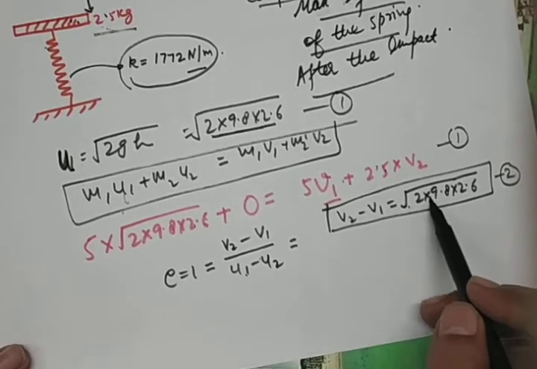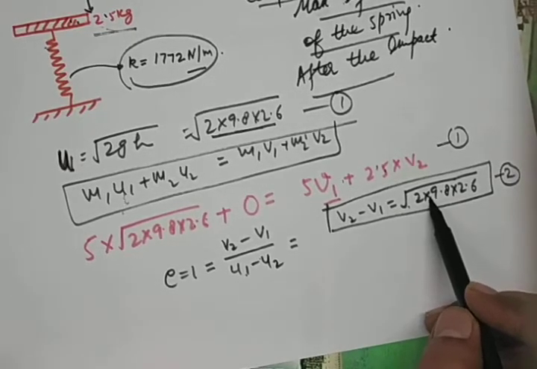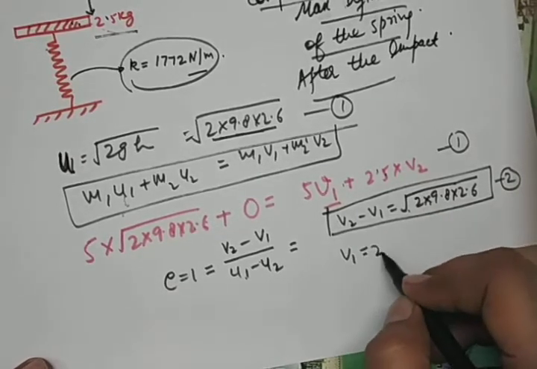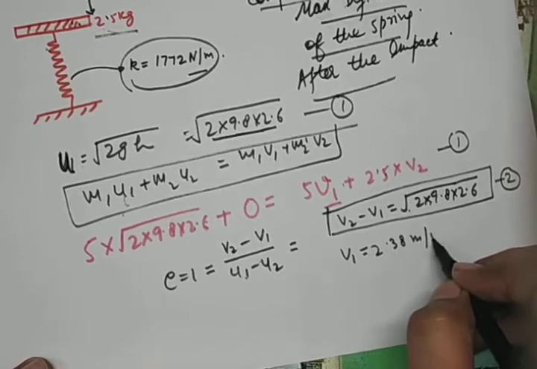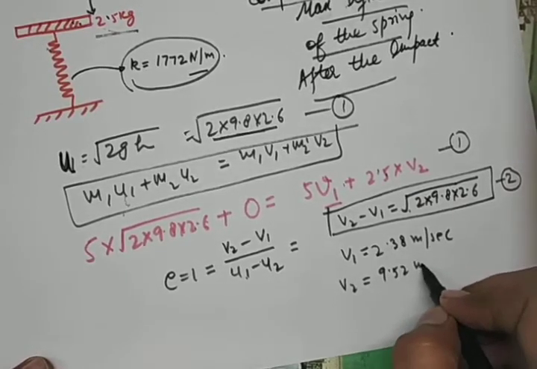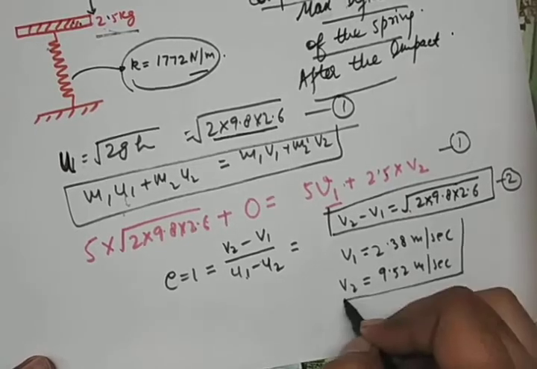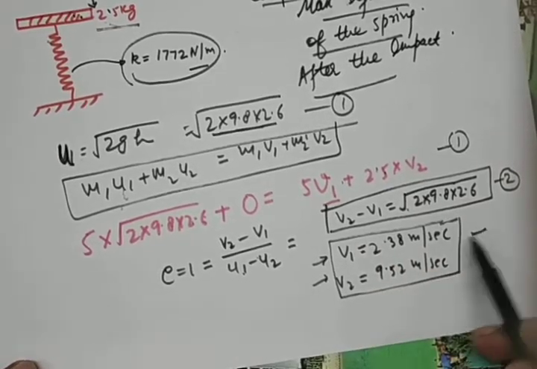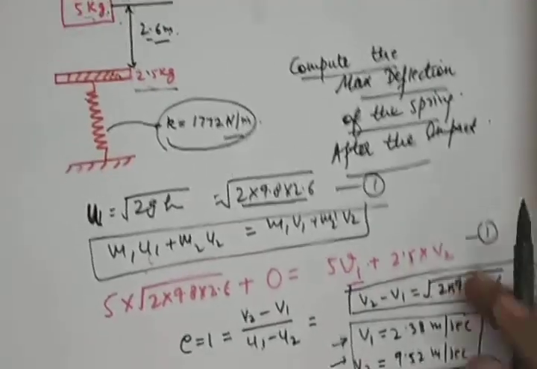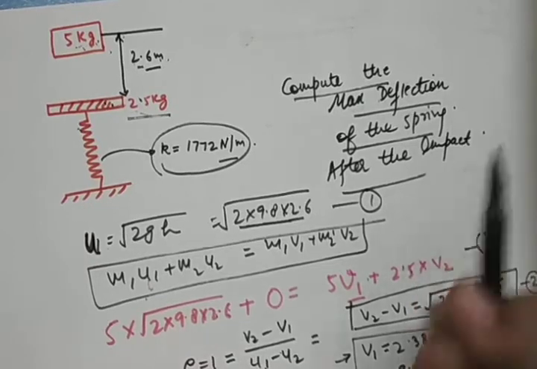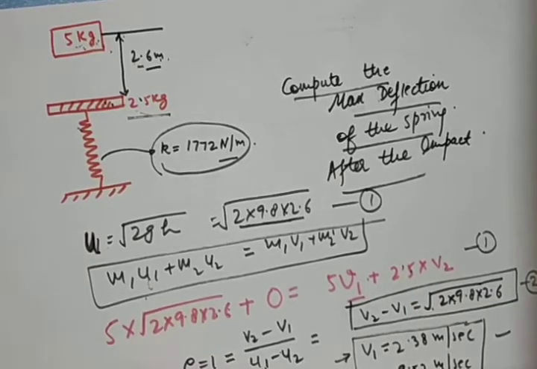From first and second, you can calculate V1 and V2. I have already found these values: V1 is 2.38 meter per second and V2 is 9.52 meter per second. But he has asked for the maximum deflection of the spring. This question is of another level.